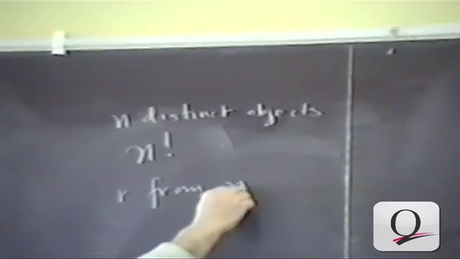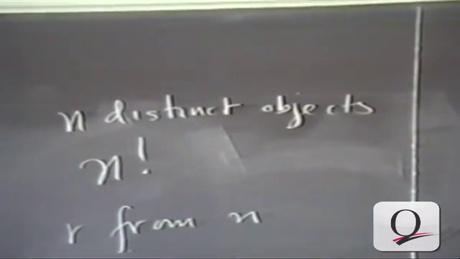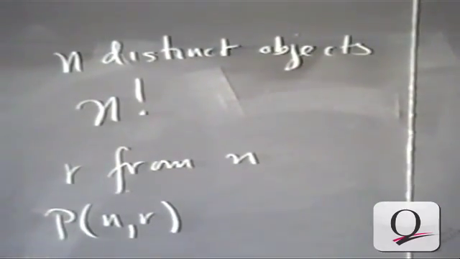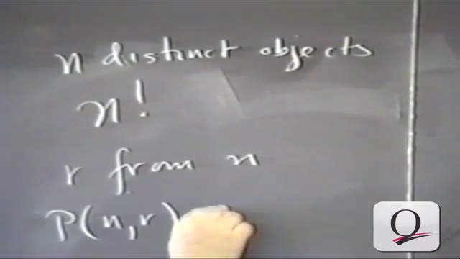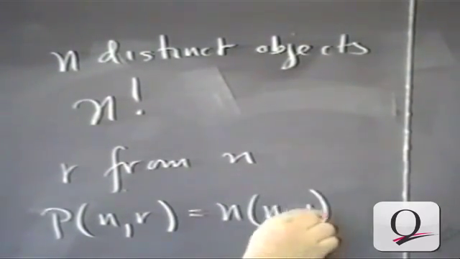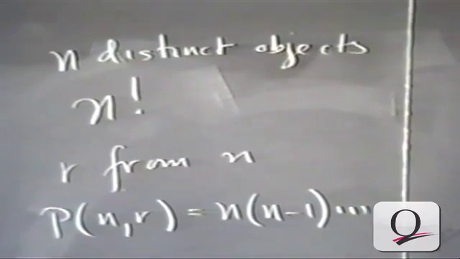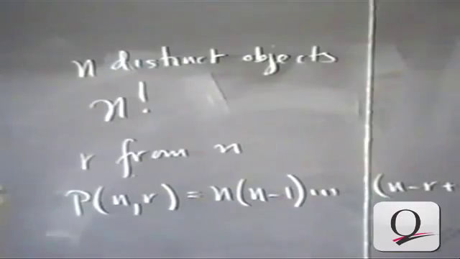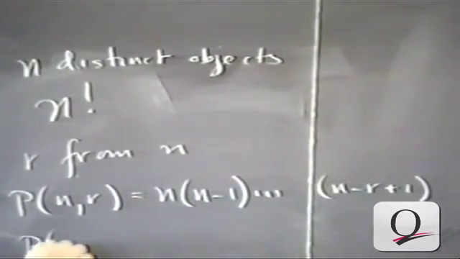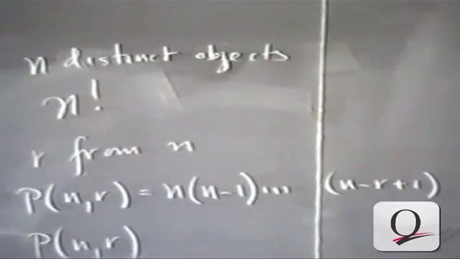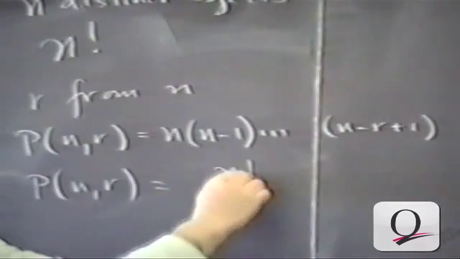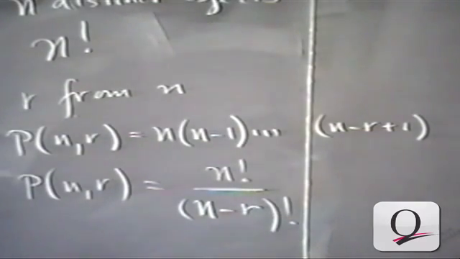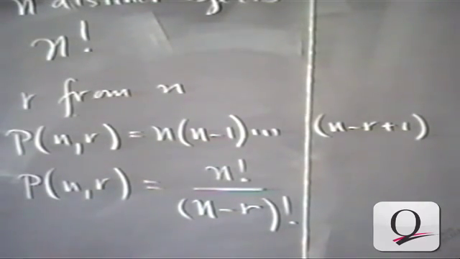If you permute r from n, we said there are P(n,r), and we gave two formulas for P(n,r). One was n times n minus 1, all the way down to n minus r plus 1. And the other formula for P(n,r) was n factorial divided by n minus r factorial.